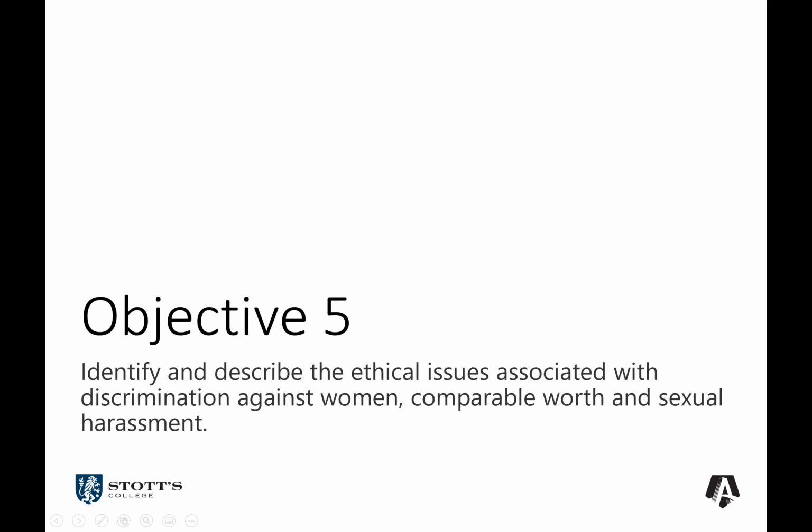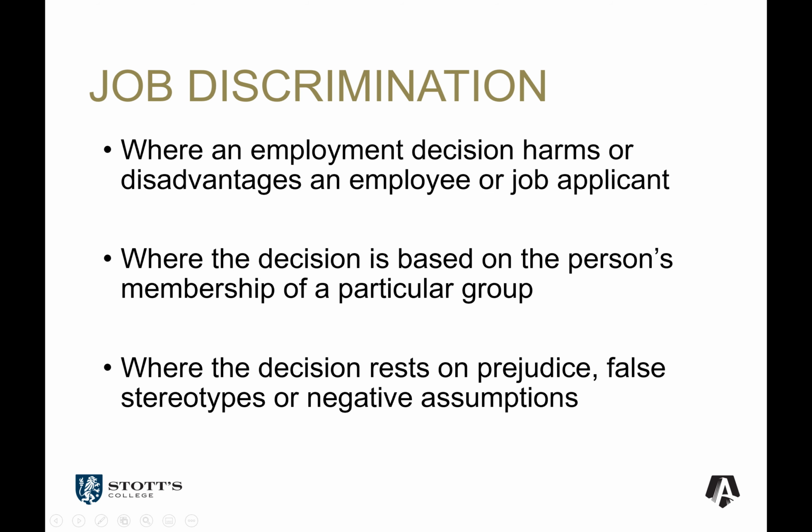So, Objective 5: identify and describe the ethical issues associated with discrimination against women, comparable worth, and sexual harassment. Job discrimination occurs when an employment decision harms or disadvantages an employee or a job applicant, where the decision is not based on their knowledge, their skill, their abilities, or a real examination of cultural fit within the organisational culture or some other unrepresentative description of culture in the organisation, but based on a person's particular membership of a group: that they're gay, that they're transgender, that they are an immigrant, that they are a refugee, that they are a woman, etc., etc.